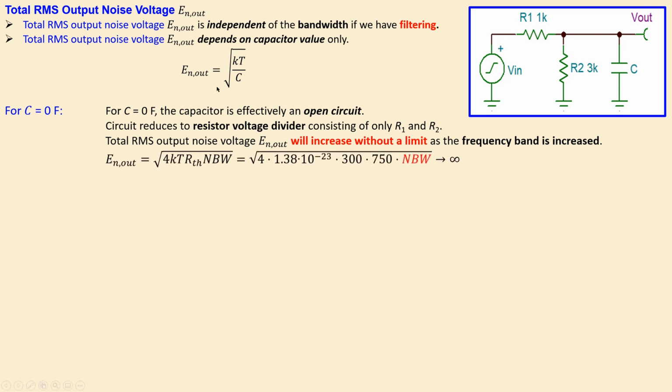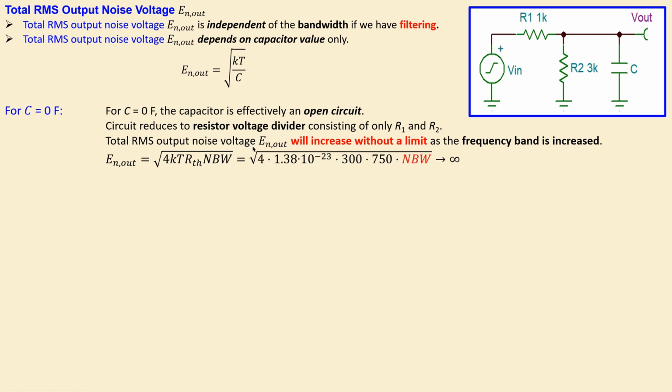Why? Because the formula we have here does not hold, because there is no capacitor, and this is the formula we actually have. In this case, the square root of 4 kT times the thevenin resistance times the noise bandwidth will be the RMS value at the output in volts. Now, we can of course substitute the values, and the thevenin resistance is just the parallel combination of these R1 and R2, which is then 750, but the noise bandwidth will increase. And that will of course increase.